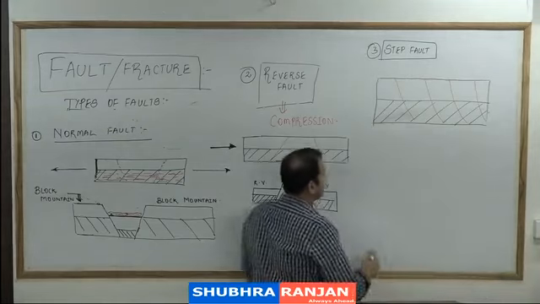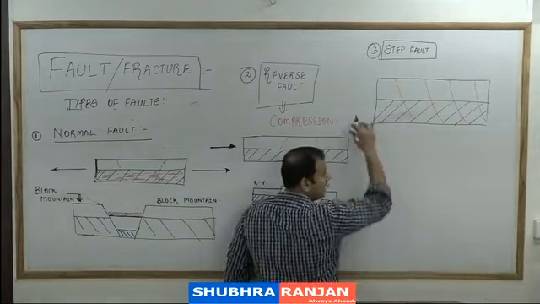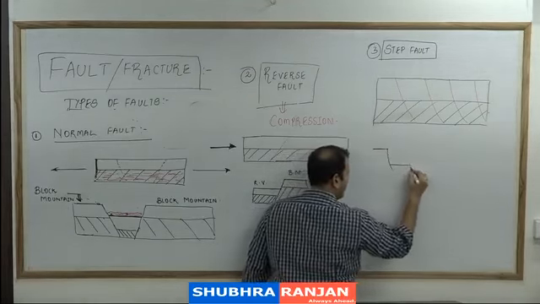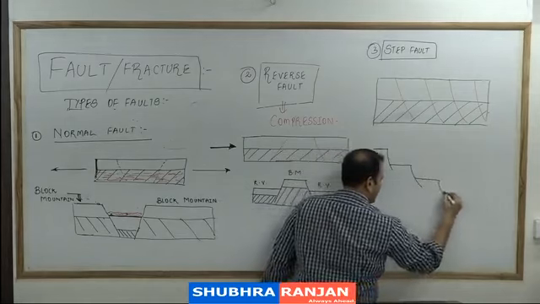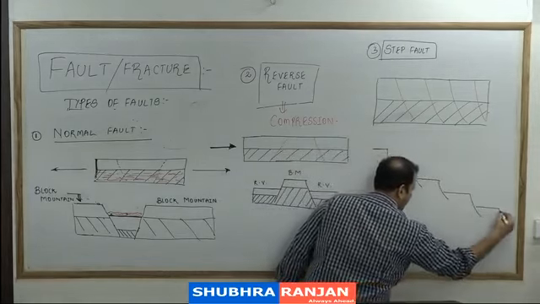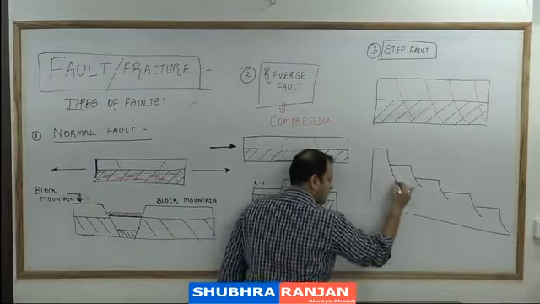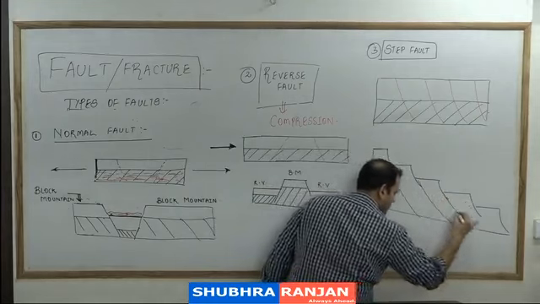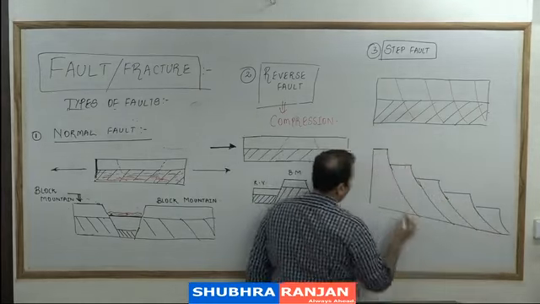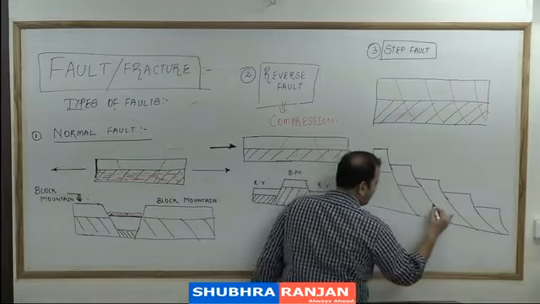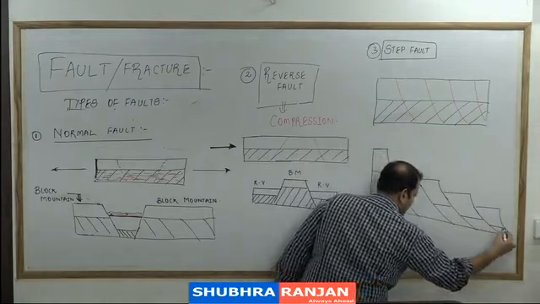So in such cases, this entire rock will break, or it will get displaced only in one direction to form a series of steps, and we will call this an example of a step fault. So what happens in this fault is the displacement will occur only in one direction.